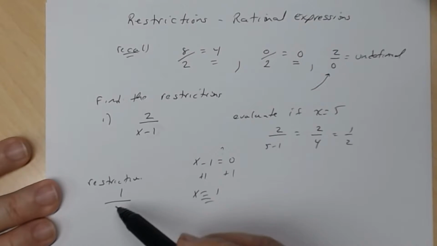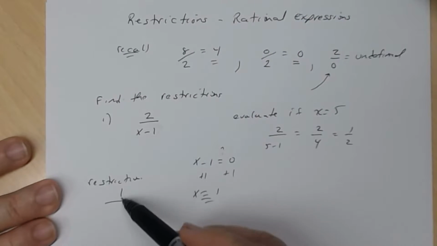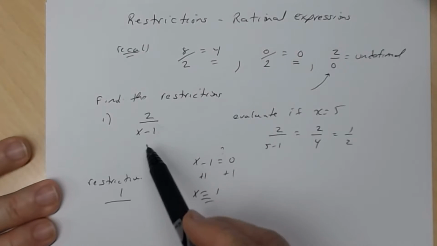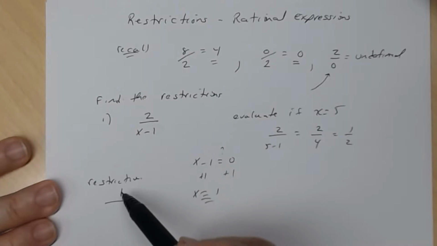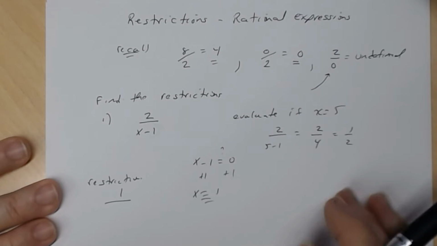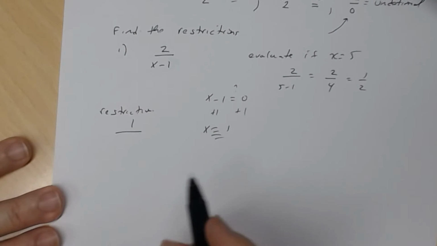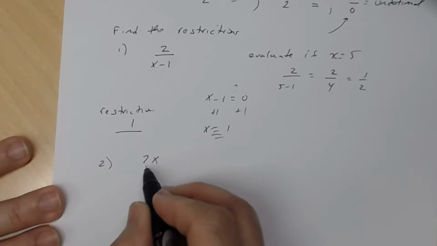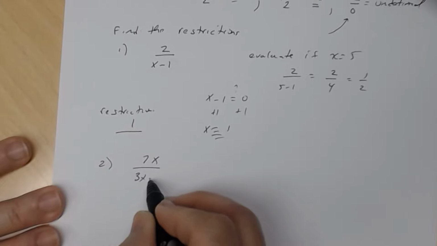Now that fact is going to be important next semester. This is where we're going to start graphing these rational functions. You're going to write this as a function next semester, and you're going to graph these, and that restriction does mean something next semester. All right, number 2, let's suppose we had this rational expression. We have 7x divided by 3x minus 1.